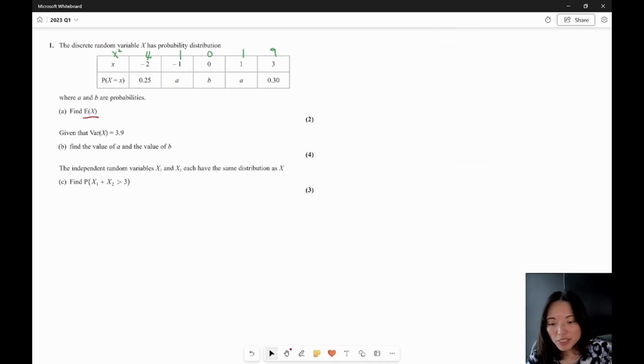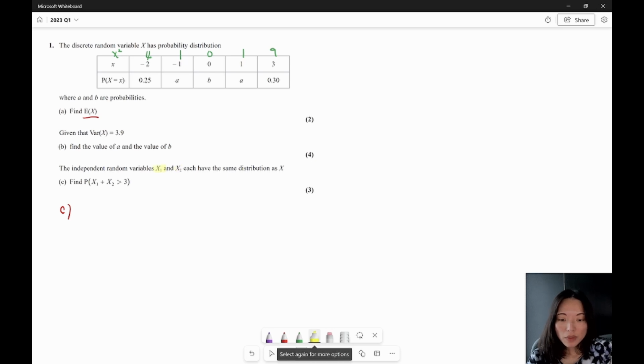Let's now look at part C. Part C is telling us the independent random variables x1 and x2 have the same distribution as x, and it's asking us to find the probability where x1 plus x2 is greater than 3. Normally, it's not so easy to work out the probability of the sum of two independent variables being greater than a certain number.